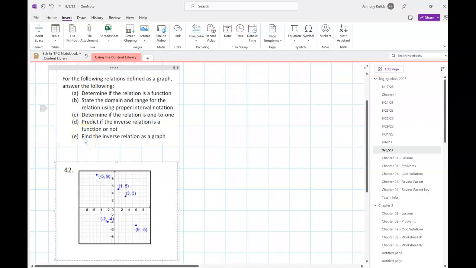And then the last one says to find the inverse as a graph. So all I'm going to do is plot the 5 points with the coordinates transposed, right? So I'll graph 9, -5; 5, 1; 3, 3 just stays where it is; -4, -2; and then -5, 6. And then we're done.